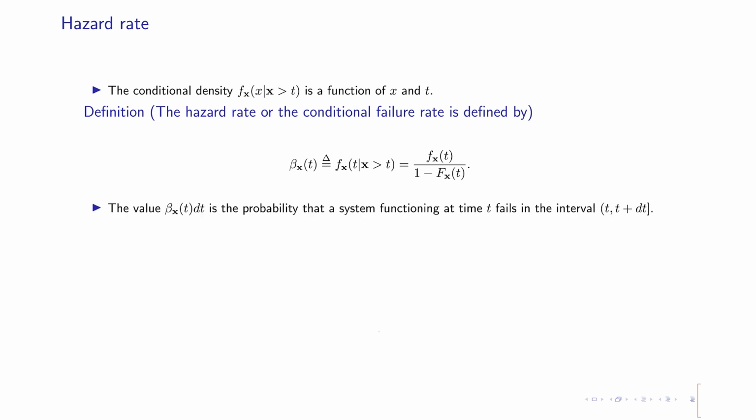So the value of the hazard rate times dt is the probability that a system functioning at time t will fail in the interval t to t plus dt. This is provided that dt is small enough, so this is an approximation. This approximation is exact if dt goes to zero, but it's a good approximation if dt is small enough. From this expression, you can see that this is equal to minus the derivative of R_X(t) divided by R_X(t), which is minus the derivative of the ln.